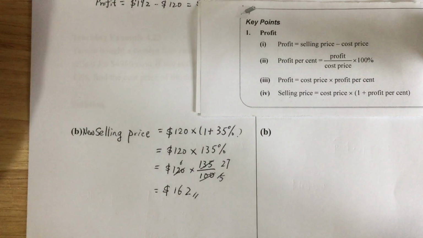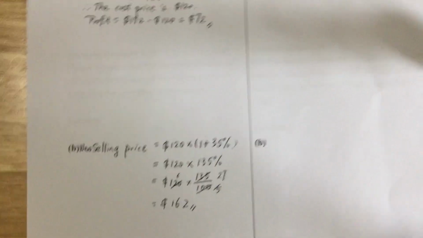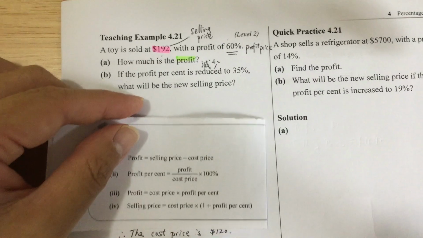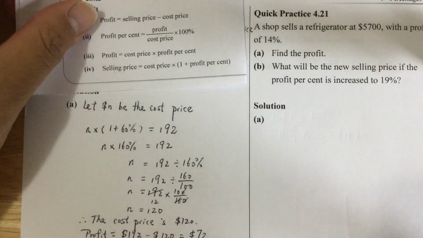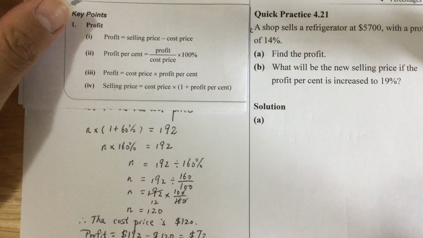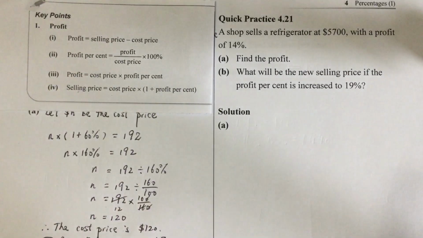Now I will give you the formula to do quick practice 4.21. This is your turn to do it by yourself. Please find out the answer for quick practice 4.21 by yourself.